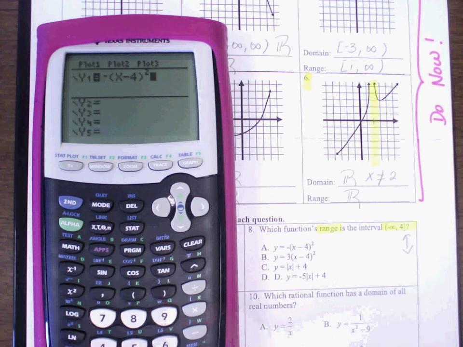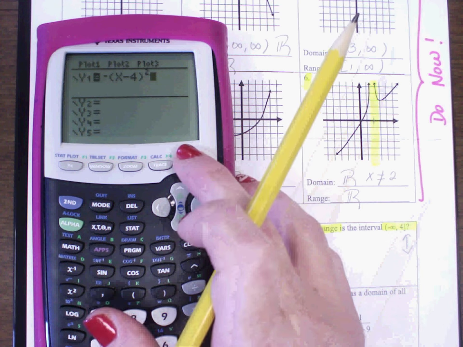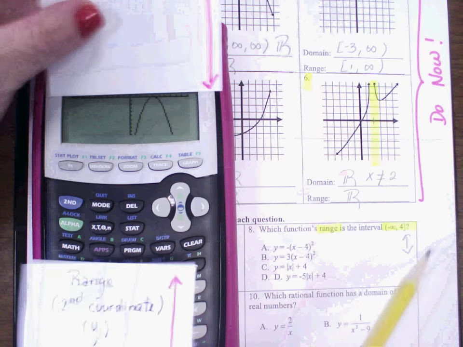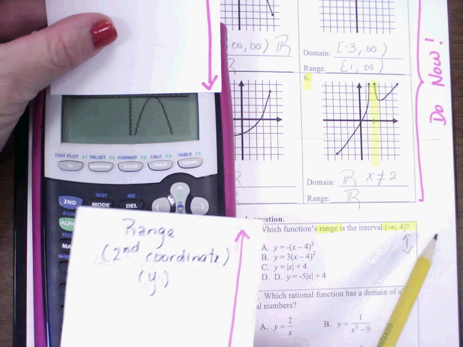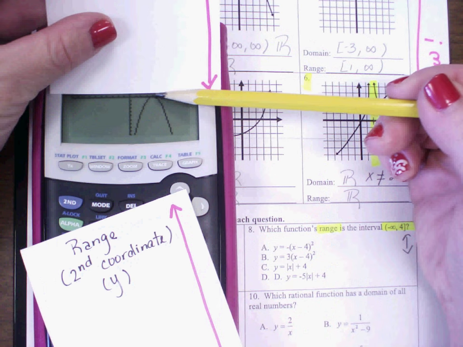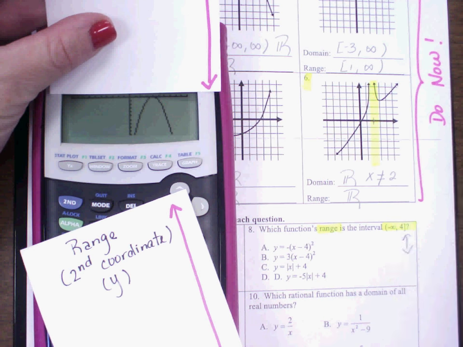All right, so again, I'm looking for range, right? So range is up and down. So what is this range? From 0 to whatever. I don't have a 0 over here, so this is not it, right? All right, let's go to the next one.